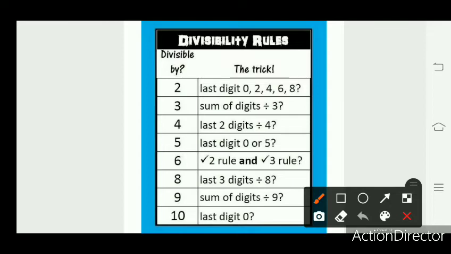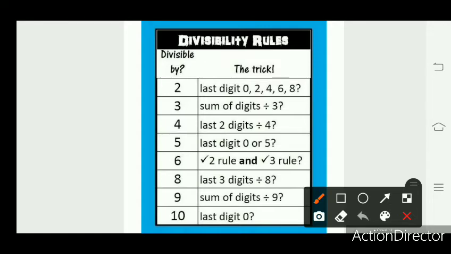Now students, here we will discuss divisibility rules, and here we use tricks. So what is the rule of 2? If the last digit is 0, 2, 4, 6 or 8, or divisible by 2, then the whole number is divisible by 2. Okay, now 3. The rule of 3 says that if the sum of digits is divisible by 3, then the whole number is divisible by 3.